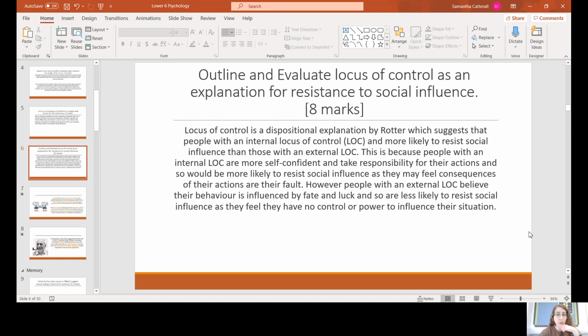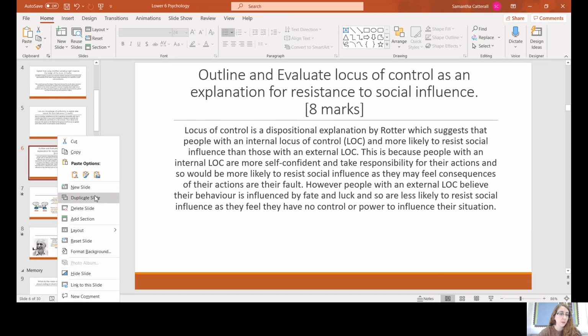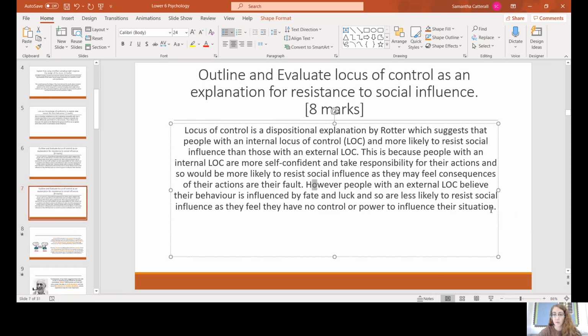Now, you also need to evaluate this locus of control, because this theory might be a lot of rubbish. So you kind of need to come up with some points. What I would say is maybe give us supporting points or some evidence that this is actually the case, that it is a good explanation for resistance to social influence, and then a however and put a weakness. So let's duplicate this and do an evaluation.